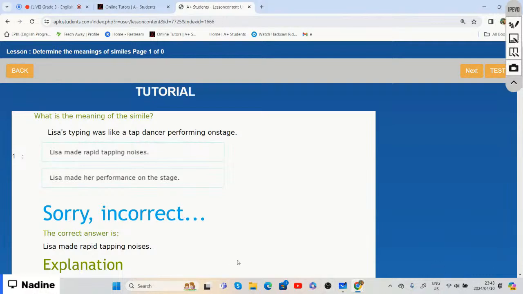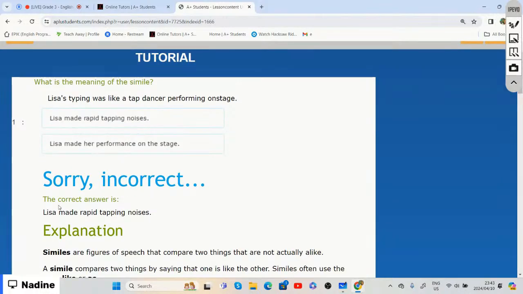All right. So if we also determine the meaning of similes, we still see that similes are figures of speech that compare two things that are actually not alike. It's like comparing something to another thing that is not alike. We made an example of the cat and the night sky, where we say that the cat's fur is as dark as the night sky. And if we determine the meaning of these words, it says Lisa's typing was like a tap dancer performing on stage.